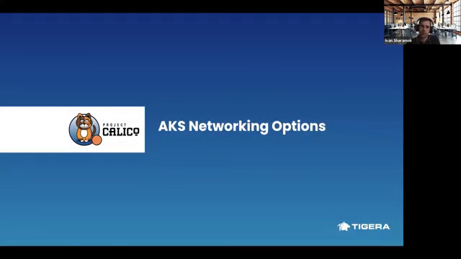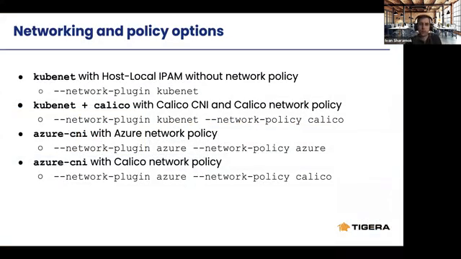Let's take a look into AKS networking options. When you're setting up your AKS cluster, what do you have available in there? There are a few options for network plugin, kubenet and Azure CNI, and a few options for network policy, either Calico or Azure.